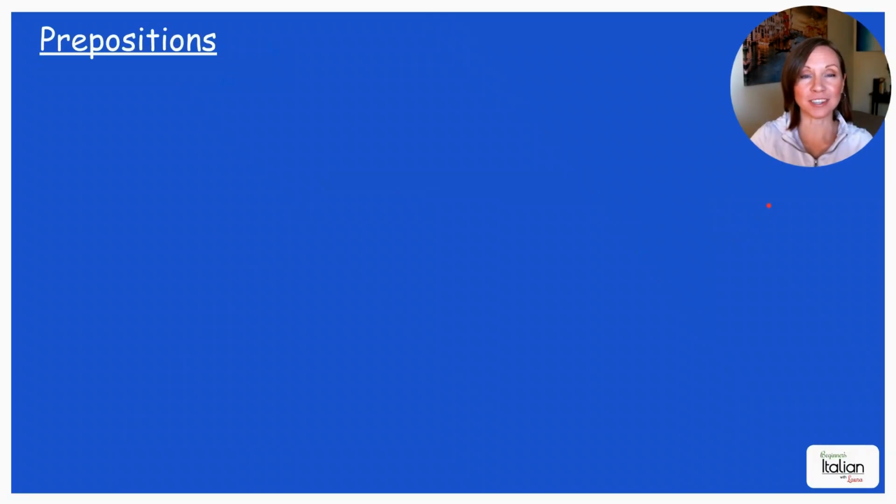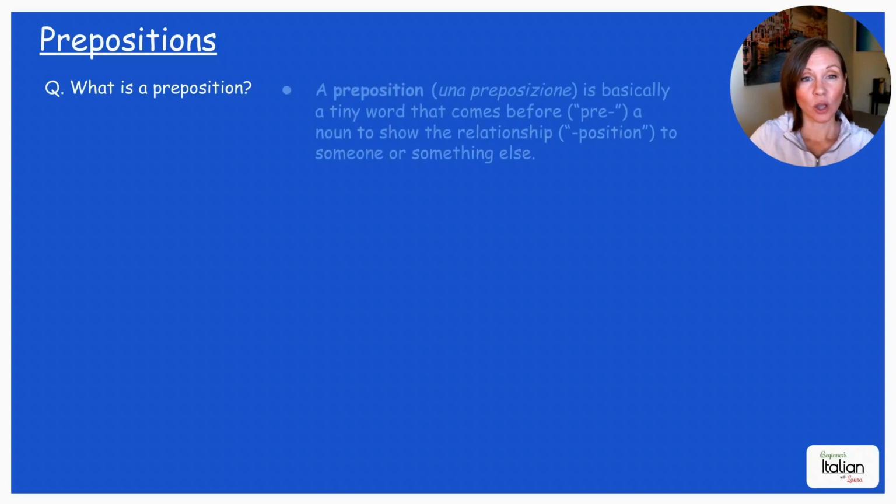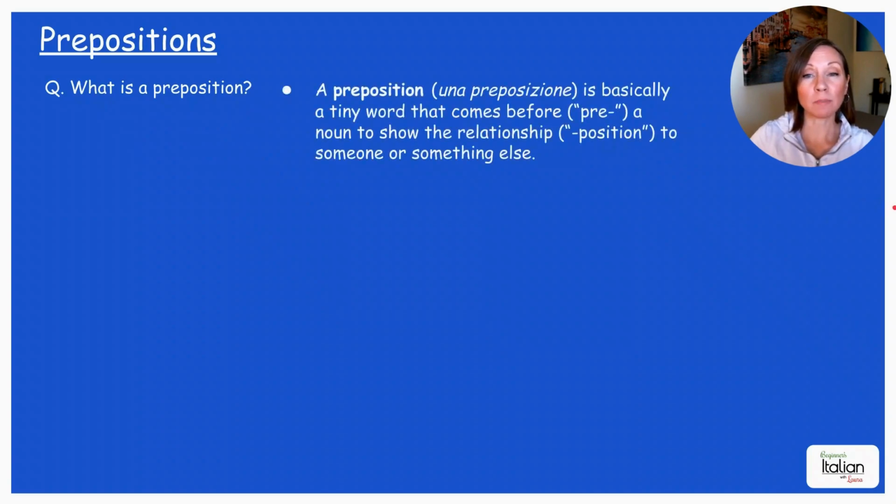Okay, prepositions. What is a preposition? A preposition, or una preposizione, is basically a tiny word that comes before, okay, we have pre, meaning before, a noun to show the relationship, position, okay, preposition, to someone or something else.